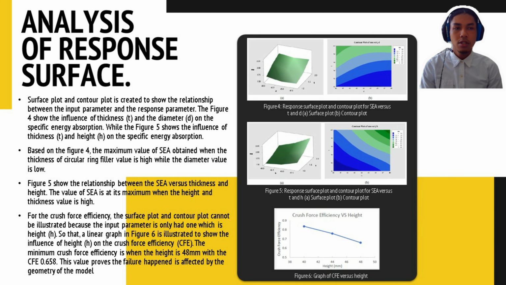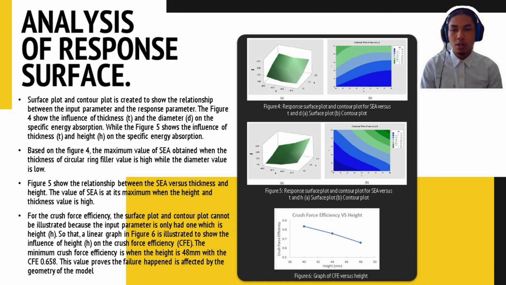Next, analysis of response surface. Response plot and contour plot are created to show the relationship between the input parameters and the response parameter. Figure 4 shows the influence of thickness and diameter on the specific energy absorption, while figure 5 shows the influence of thickness and height on the specific energy absorption. Based on figure 4, the maximum value of SEA is when the thickness of the circular ring filler is high while the diameter value is low.